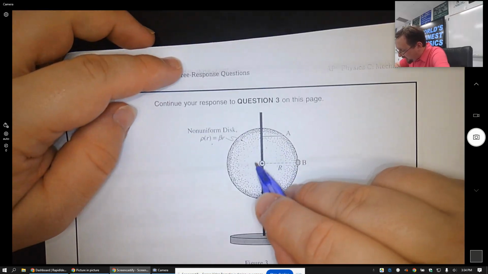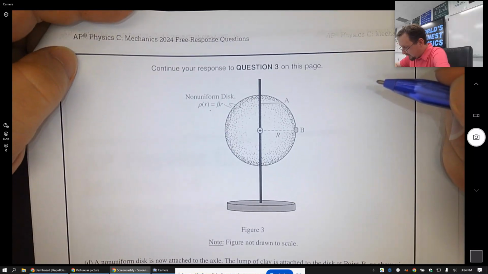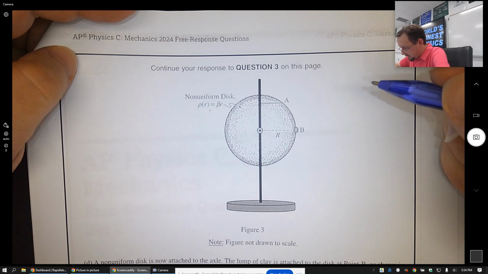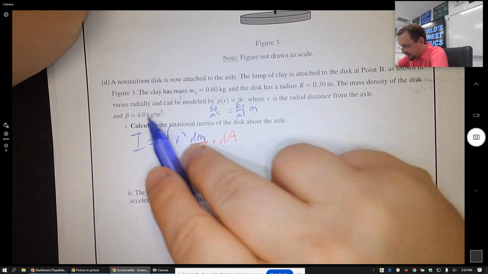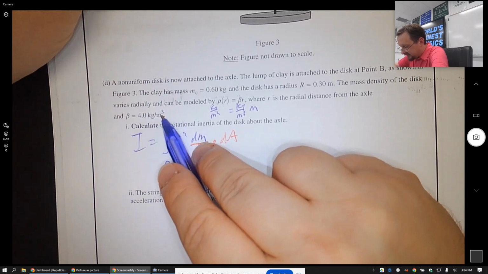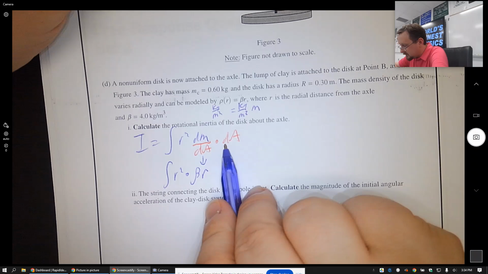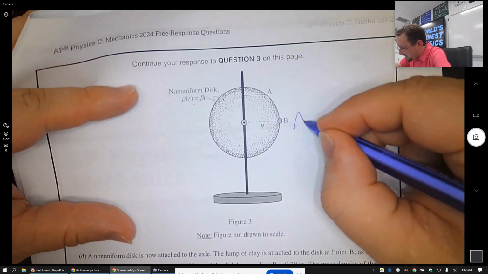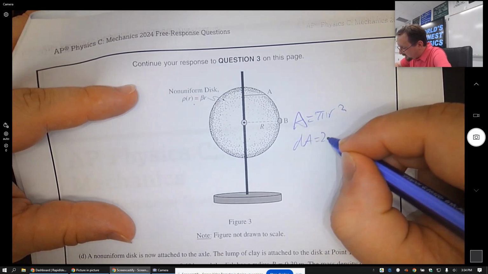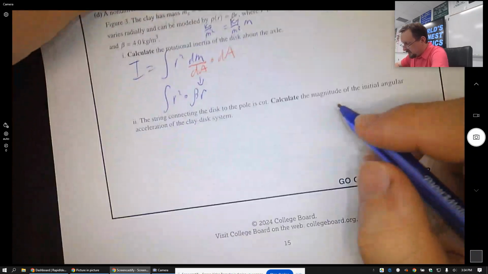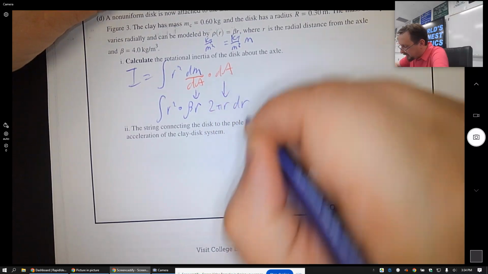Well, the area, so, I mean, that's what that says. That says kilograms per meters cubed. So this has to be a d area. So what do you want me to say? Do you want me to say the area of a circle is pi r squared? So the d area is 2 pi r dr? Is that what I'm supposed to do?